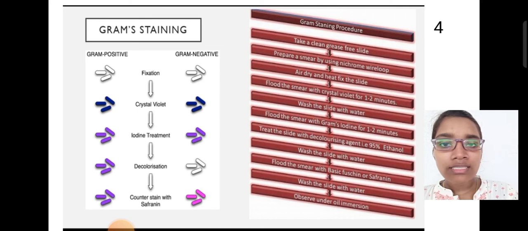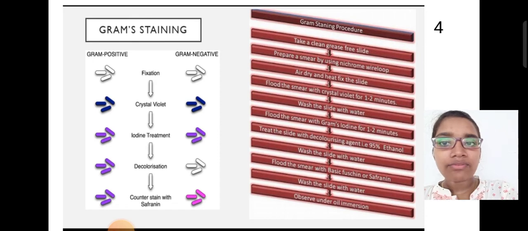ethyl alcohol, which is acting as a decolorizer, and it decolorizes the gram negative bacteria, and the gram positive bacteria retains the same color. After that safranin is added, which gives the red color to the gram negative bacteria.